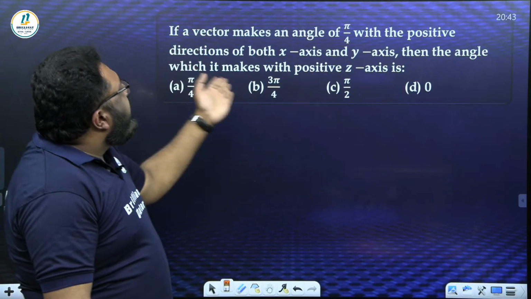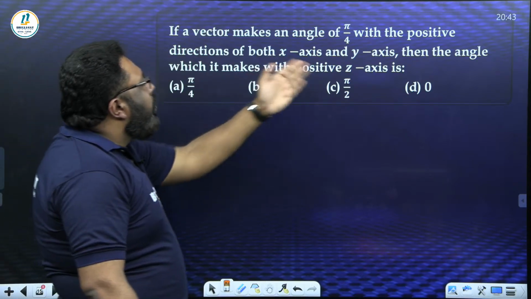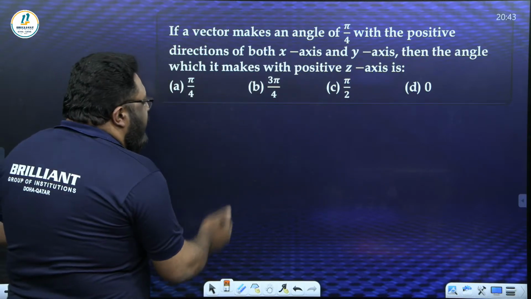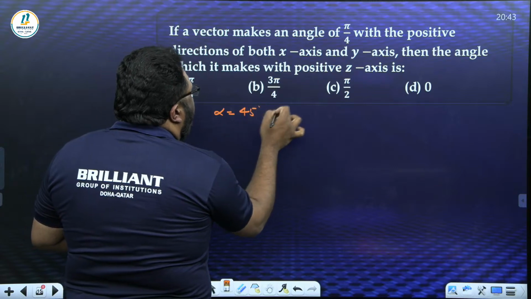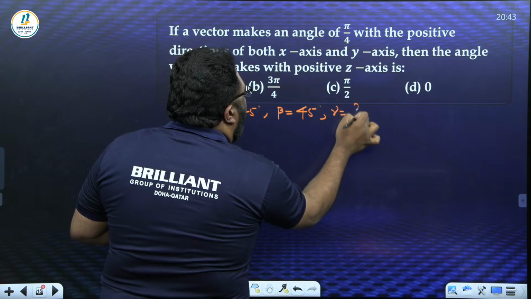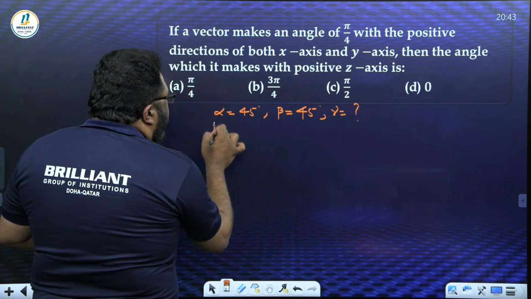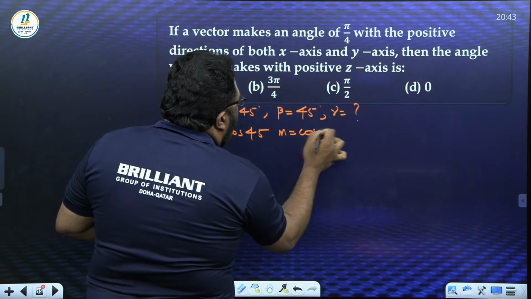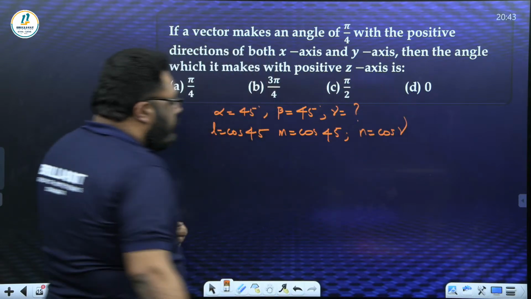Next one. If a vector makes an angle of pi by 4 with the positive x and y axes, then what is the angle it makes with the positive z axis? We already gave this concept before. Alpha is 45, pi by 4 means 45. Beta is also 45. They want to find gamma, the angle made with the third axis. We know that L is equal to cos 45, M is equal to cos 45, and we don't know N, which is cos gamma.